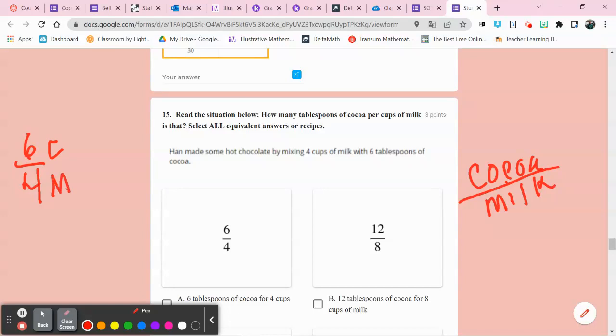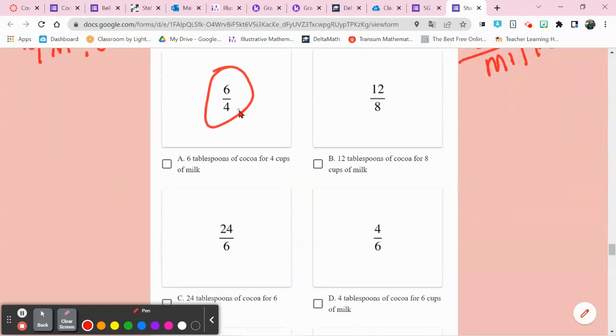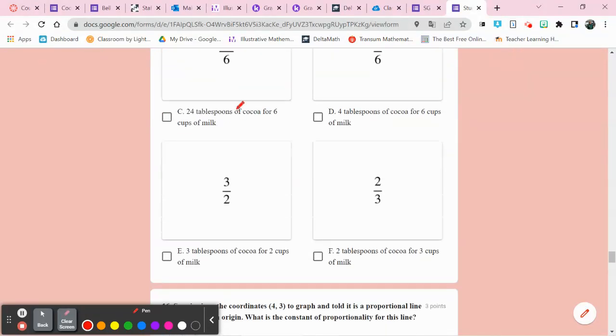There's your milk. All right, I already see that answer there. Now, let's go ahead and simplify that. They're both even numbers, meaning you can divide by 2. And when I do that, I get 3 of cocoa for every 2 cups of milk. So I go see if that's there. Sure enough, it is. Right here, E.